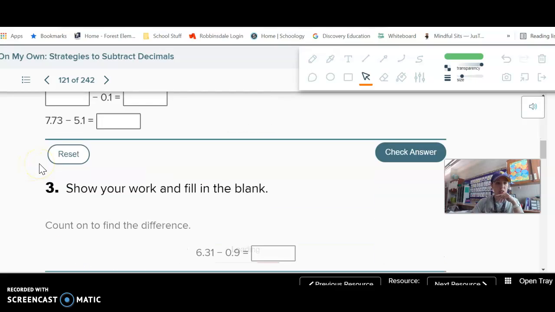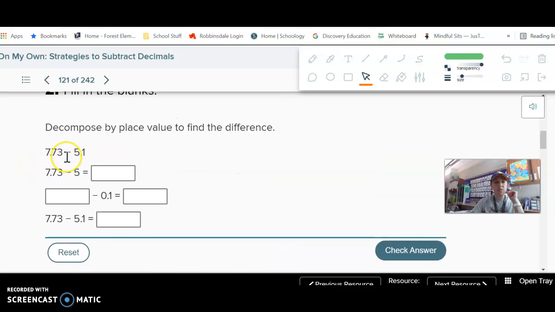All right. 7 and 73 hundredths minus 5 and 1/10. Go ahead and figure it out.